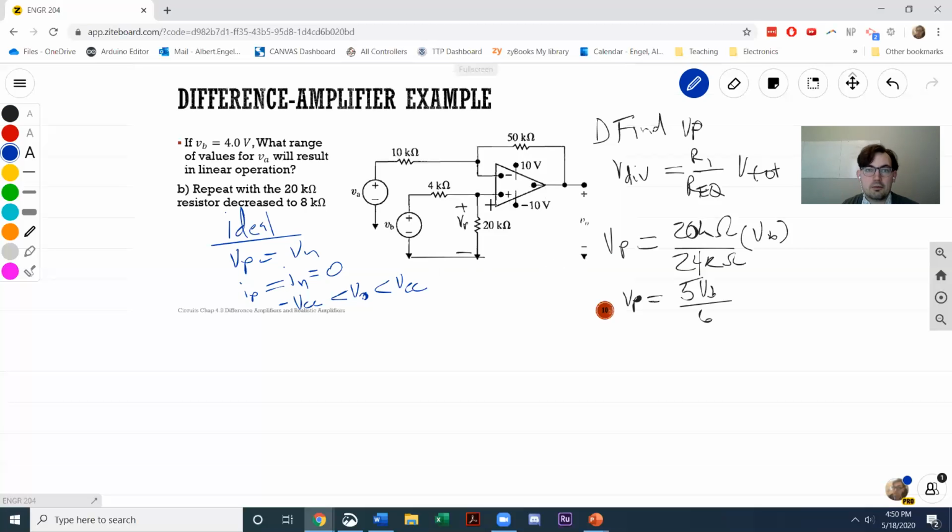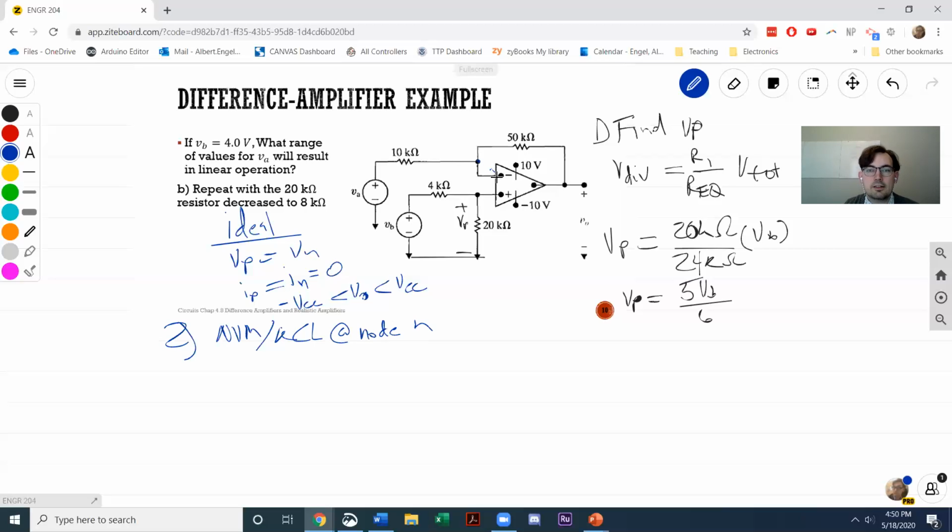Then we get into the part where I'm going to write this over here. Step 2 is finding our current, and we're going to take our current using our node voltage method, KCL, and we're going to look at node N, right? Node N being this node right here. This is connected to our inverting input right there.